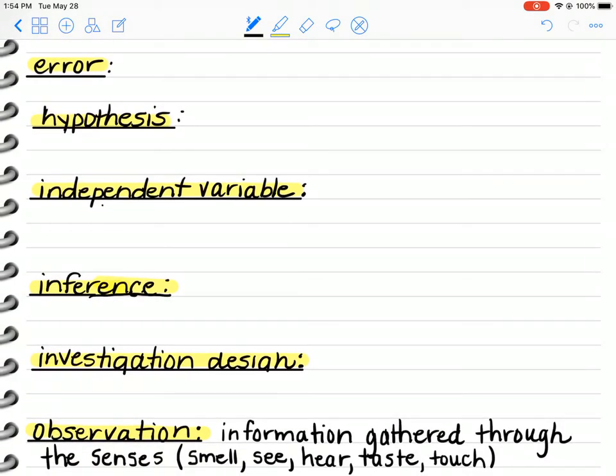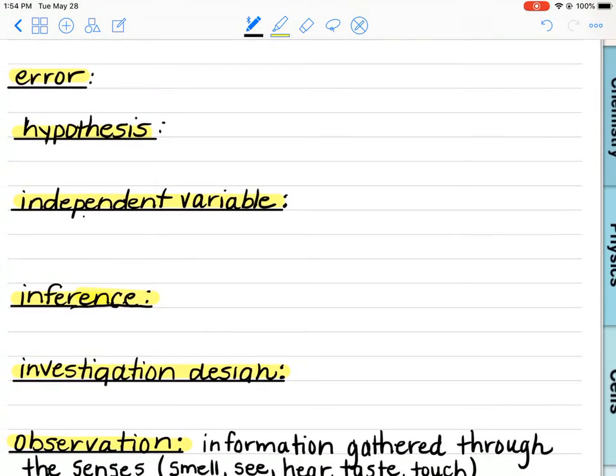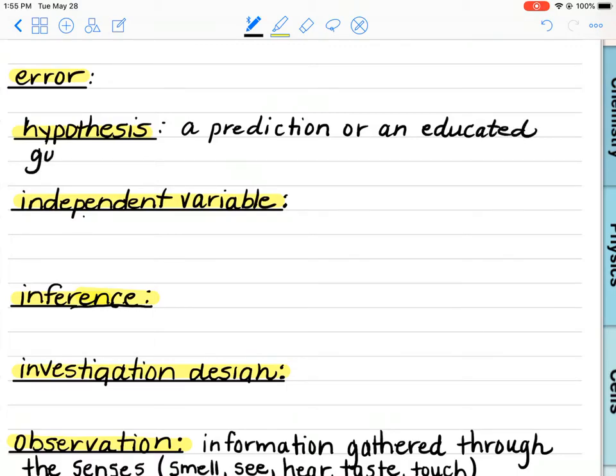And here's the hypothesis definition. Hypothesis is a prediction or an educated guess, not a stab in the dark. It's a prediction or an educated guess about the answer to a question.